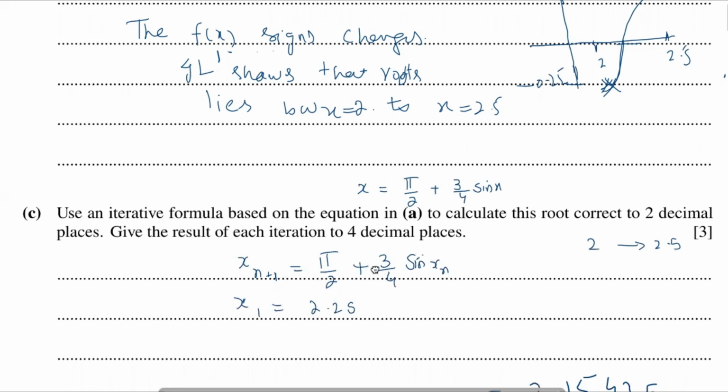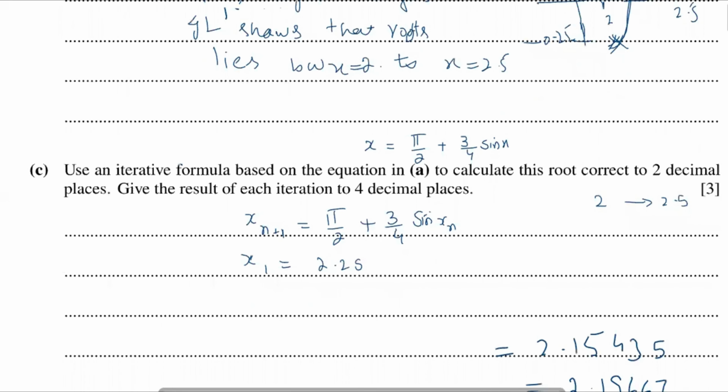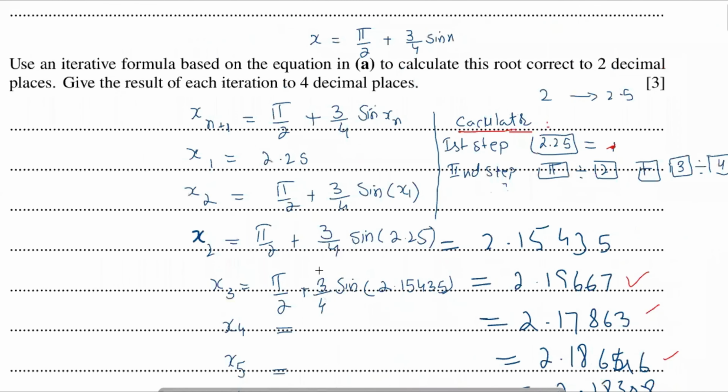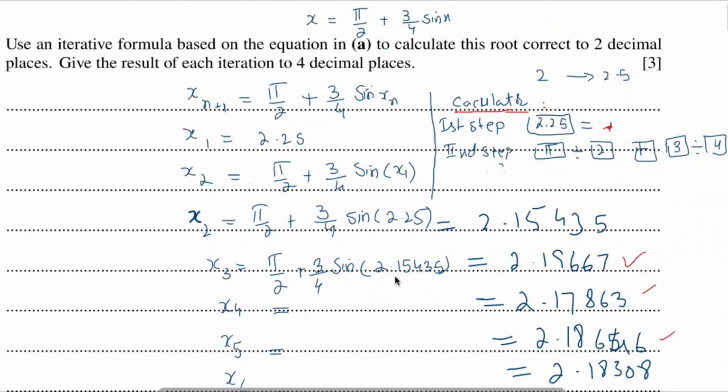Now the second value we can calculate here, the second value x2 will be equal to pi over 2 plus 3 over 4 sine x1. Now you can write it as pi over 2 plus 3 over 4 sine 2.25. That value will be equal to 2.15435. Now you can find the x3 values.